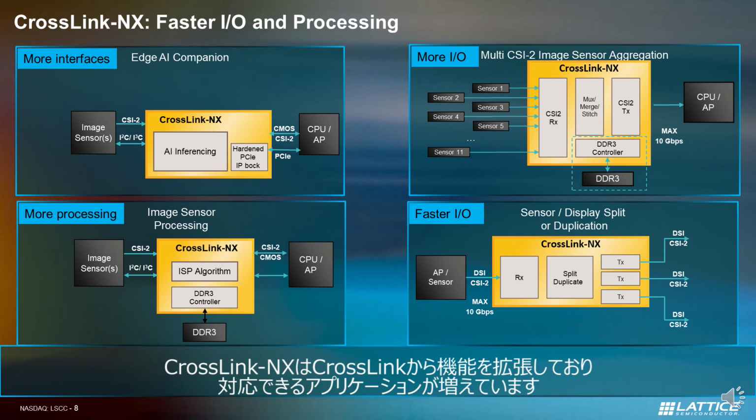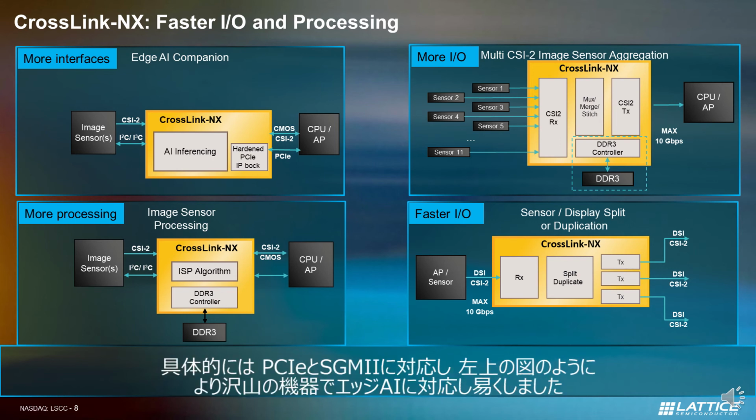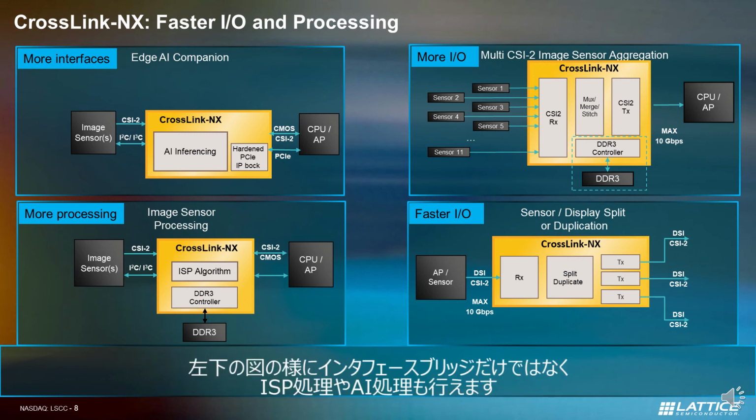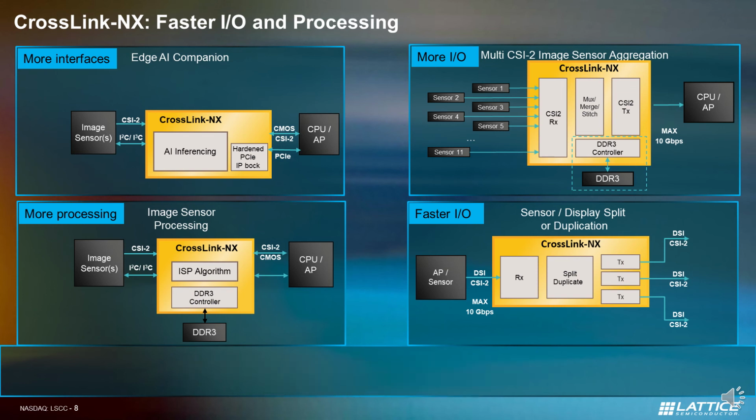With enhanced capabilities, CrossLink-NX can expand the application use cases. More specifically, CrossLink-NX has PCI Express and SGMII to provide more ways to connect, as shown in the Edge AI Companion diagram. In the bottom left diagram, CrossLink-NX with 17K to 40K logic cells can handle image signal processing and AI inferencing in addition to interface bridging.